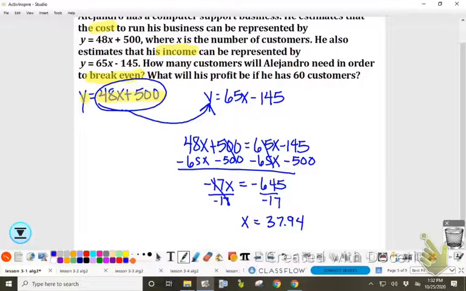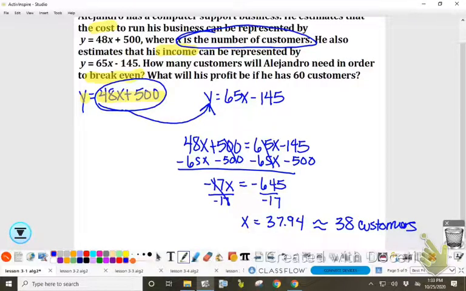Up here at the top of the page it says x is the number of customers. So the number of customers needs to be 37.94. Well, you can't have 0.94 of a person, so obviously you would need to round up. So you need approximately 38 customers in order to break even, and then you'd be just a tad bit over that as well.